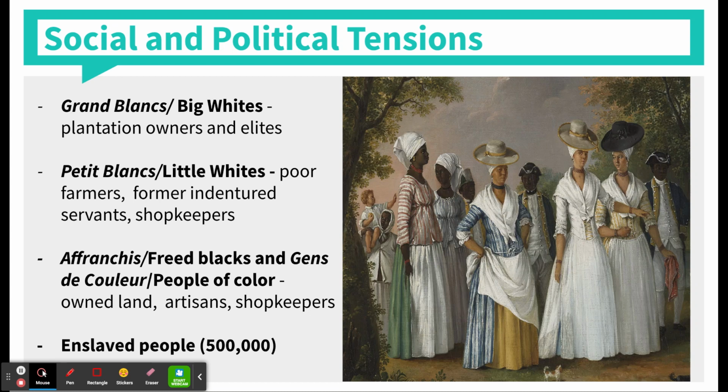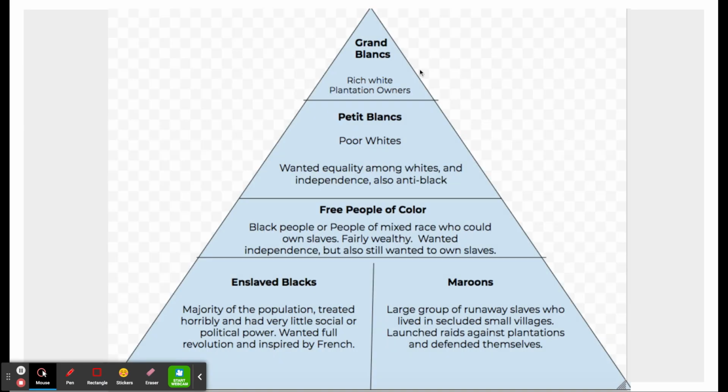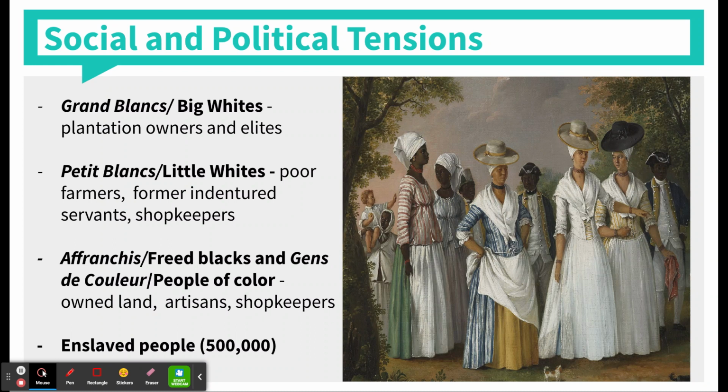The little whites, or the Petit Blancs, those are the poor farmers, formerly servants and shopkeepers. They were very resentful of the big whites. They were very eager to protect their position in society at the top of that hierarchy. If we go back just a slide, they want to stay where they were, if not move up. And they believed in their own racial superiority. Just in case you had forgotten, white supremacy is alive and real in this time period, in the 1700s and the 1800s, as it was in other parts of the world as well.